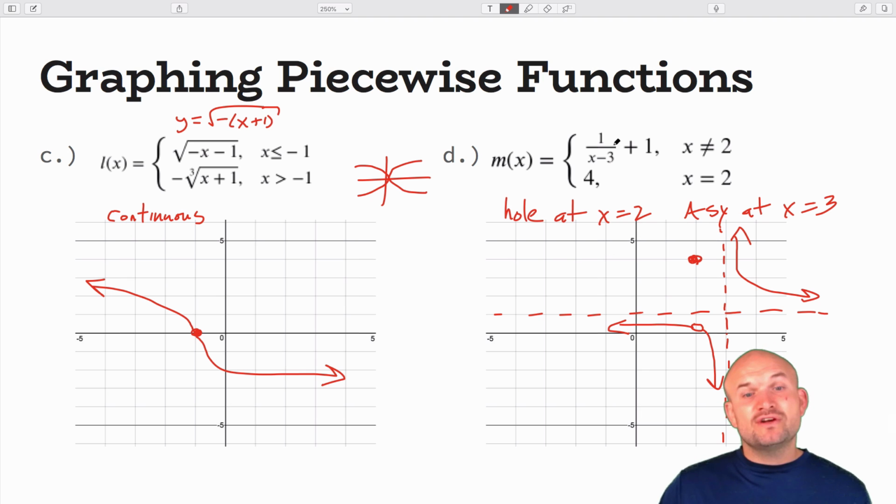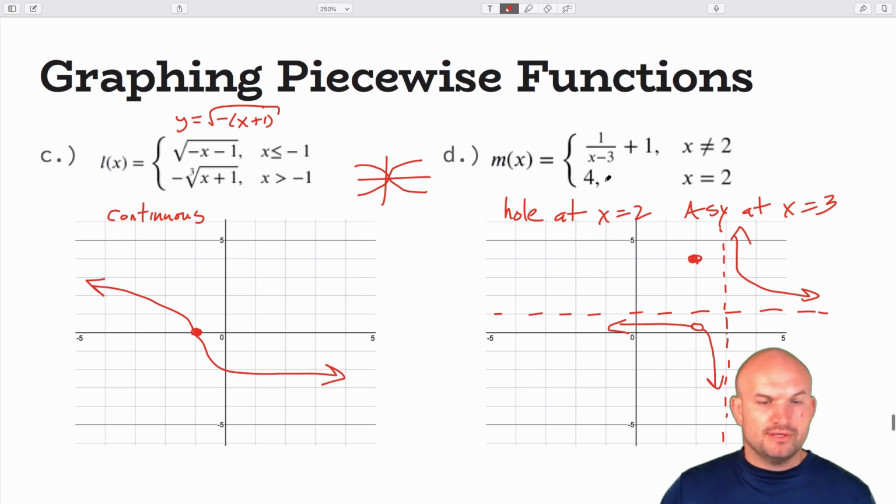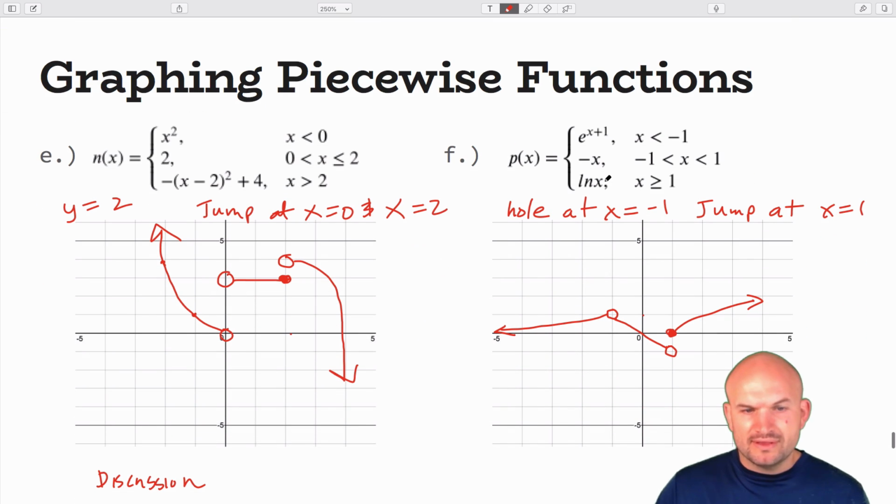In the same regard, don't forget about domain restrictions of a function. So in this case, we can say that I have a hole at 2. Hopefully you see this and say, oh, there's a hole at 2. But don't forget there's a vertical asymptote at 3. That does not go away. You've got to make sure you describe both of those. So that's something very important that I wanted you to see.